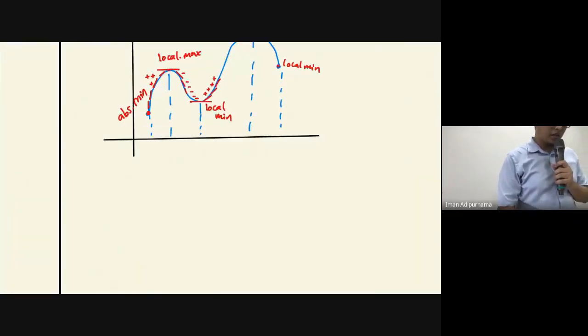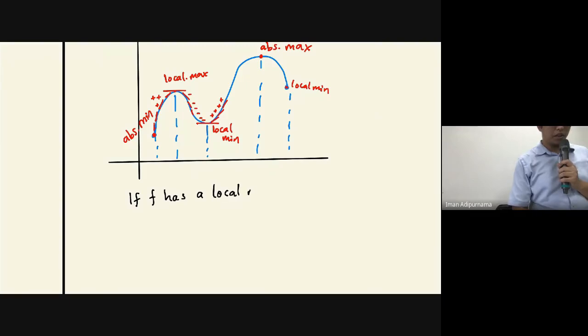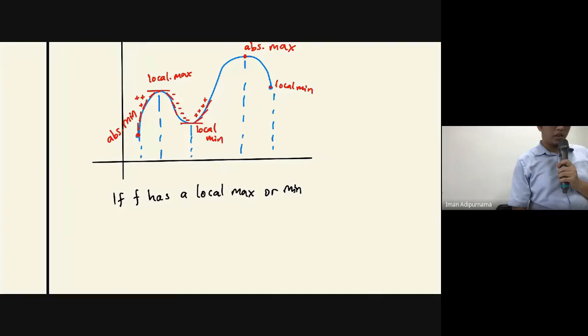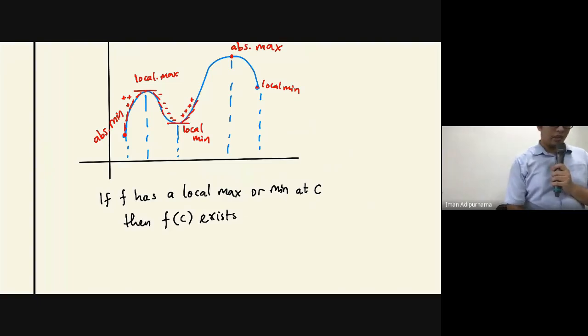And let me write some theorem. So if the function has a local max or minimum at, let's say, C, then f of C exists, and the first derivative at that C will be 0. Okay, this is important.